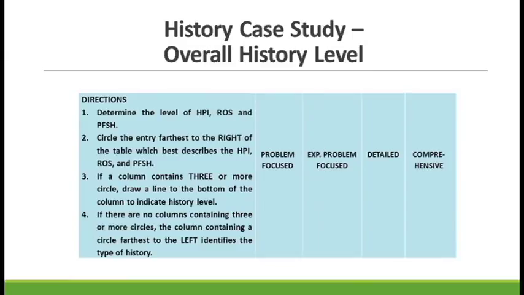HPI, ROS, and PFISH. If a column contains 3 or more circles, we draw a line to the bottom of the column, and that determines our history. However, if no columns contain 3 circles, the column containing the circle farthest to the left identifies the type of history. So let's get started.